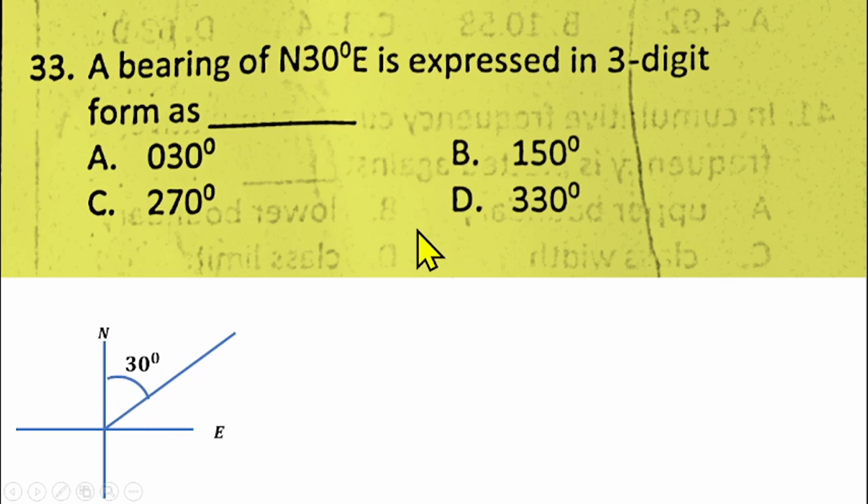So I'm taking it to 3-digit bearing. In 3-digit bearing, the origin of the angle is also from the north to the line here. So the angle I'm looking for in 3 digits is also from the north to this line here. That will also give us 30 degrees as the angle in 3-digit bearing, which is option A.